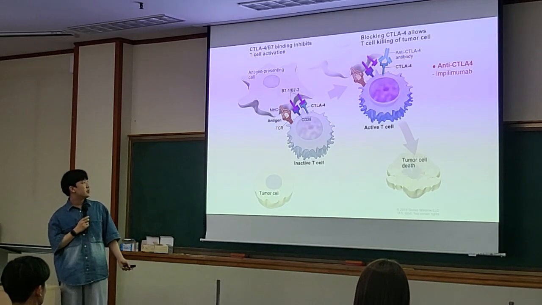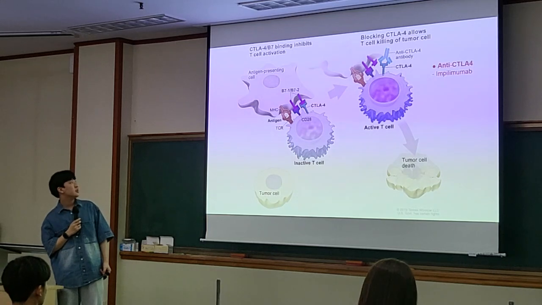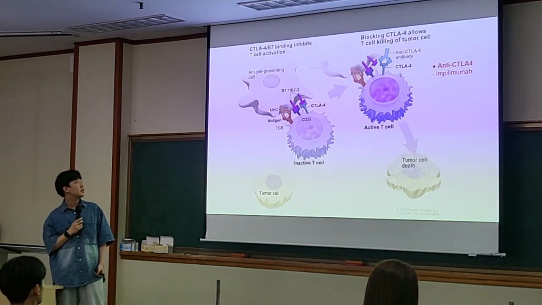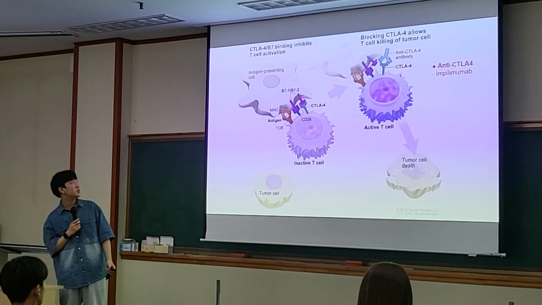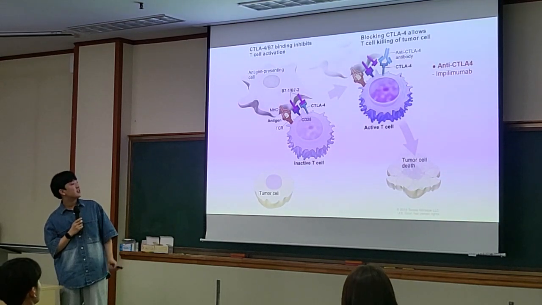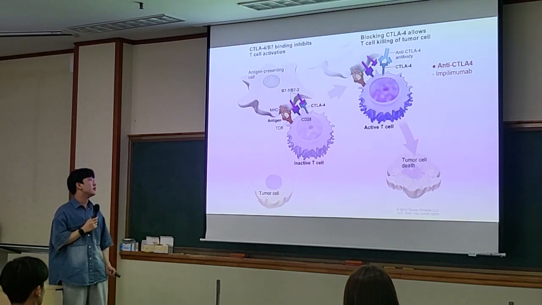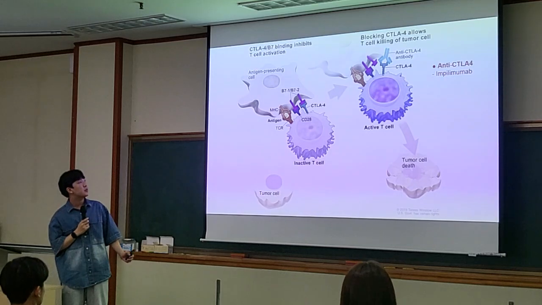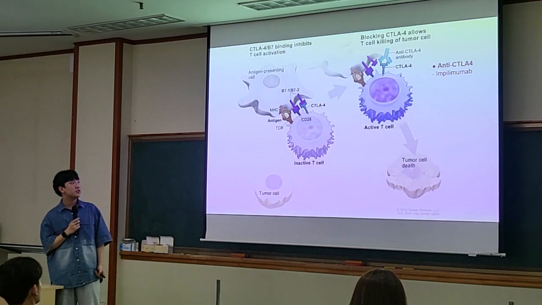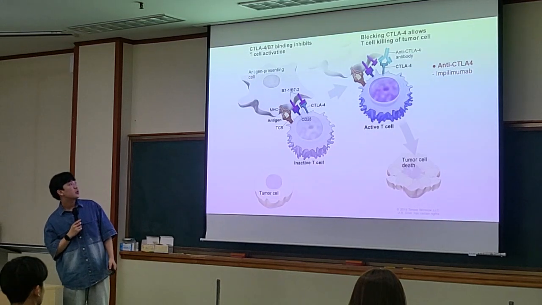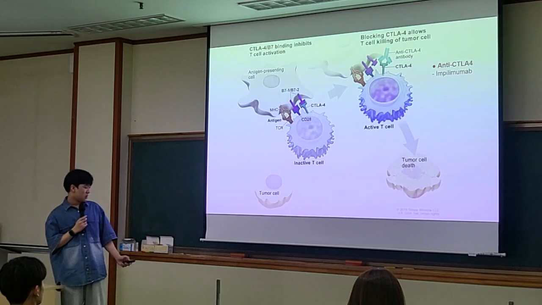And also CTLA-4 is a receptor which is expressed on the surface of T cells, and if CTLA-4 binds with B7 protein which is expressed by APC cells, it could inactivate T cell function, so cancer cells could survive. So if we block the CTLA-4 receptor by using anti-CTLA-4 antibodies such as ipilimumab, we could activate T cells, so we could kill tumor cells well.